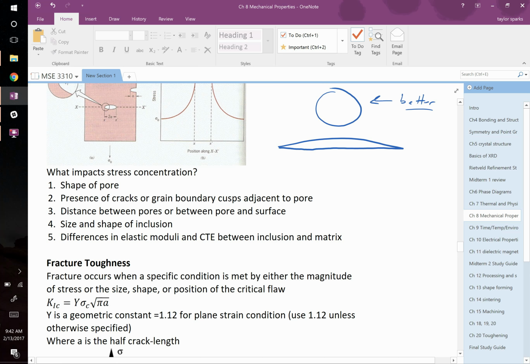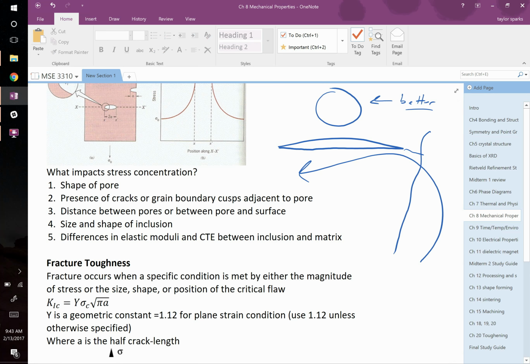The presence of cracks or grain boundary cusps adjacent to a pore, right? So if you have a grain boundary right here nearby a pore, that's going to be more adverse in terms of strength, right? Now, why is that? Any thoughts? Why would a crack or a grain boundary near a pore be more adverse than far away? What do you think, Ashley? Doesn't it allow the cracks to travel? Yeah, because what can basically happen is that your pore can break the rest of the way there, and now this whole thing can be thought of as one long crack, right? So yeah, it gives crack motion, absolutely.